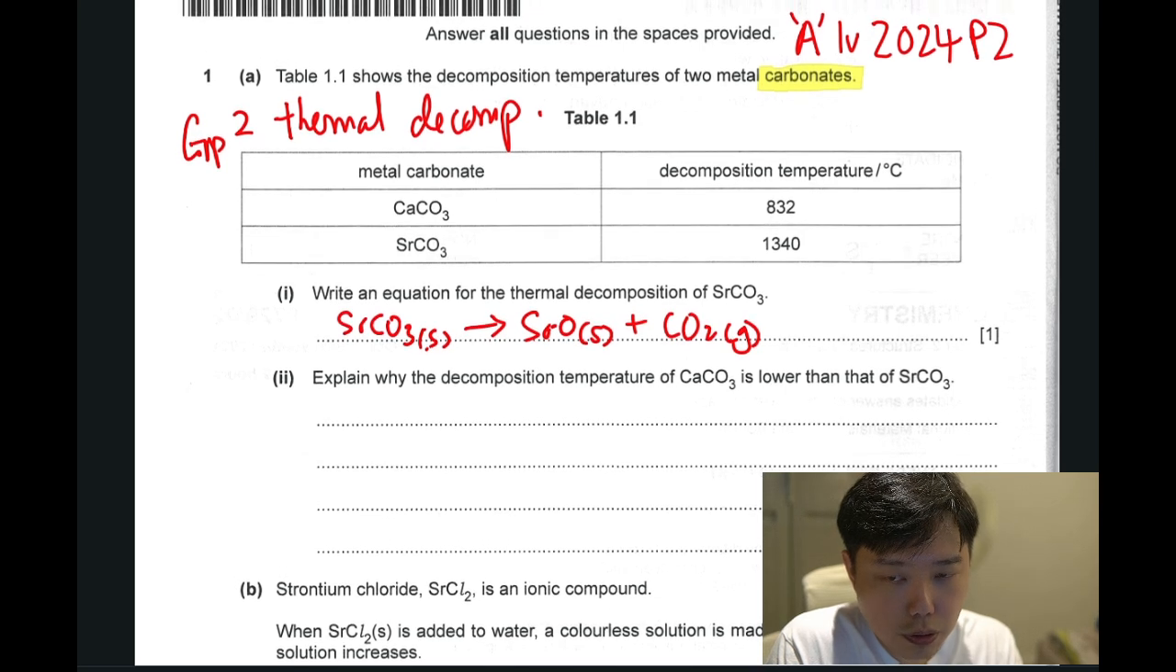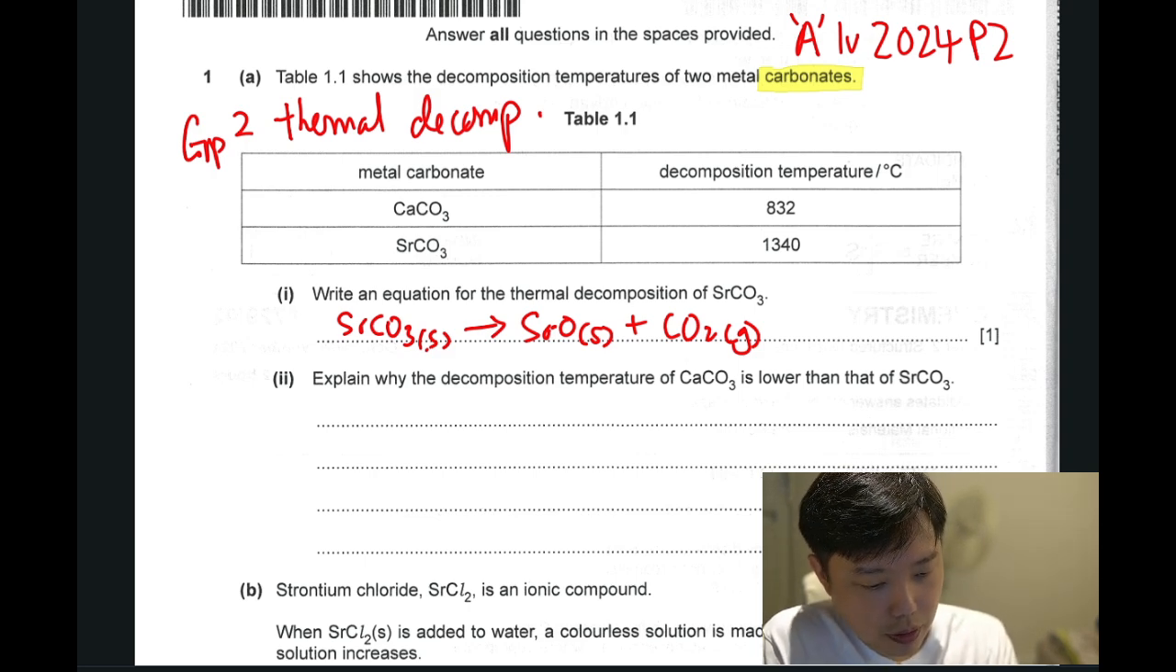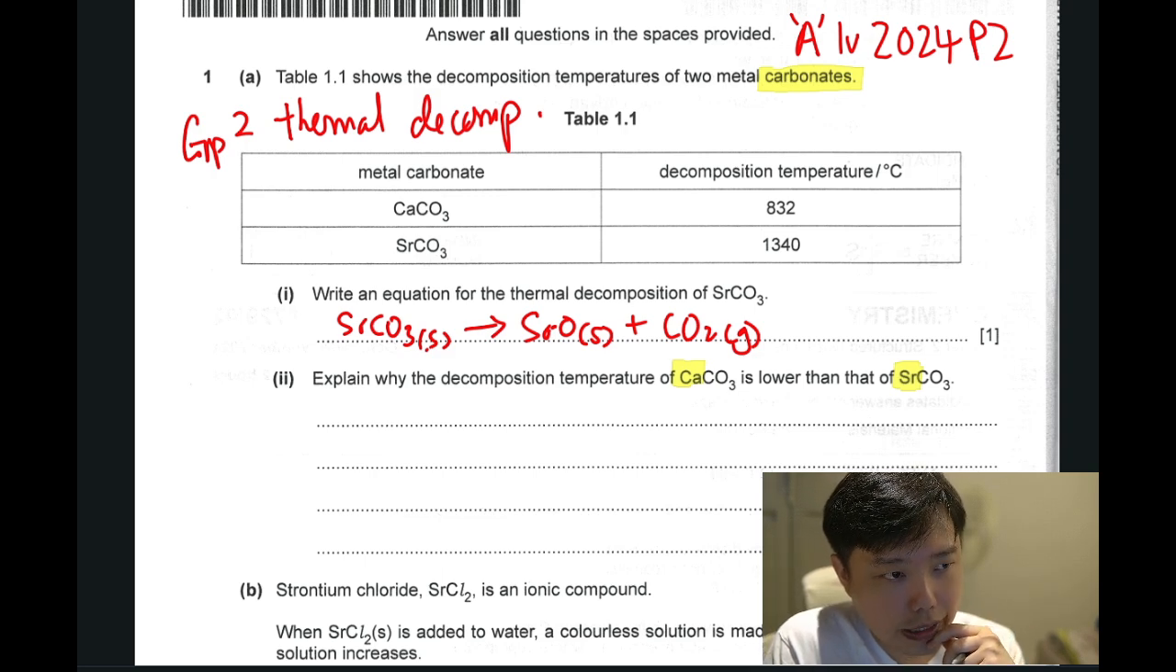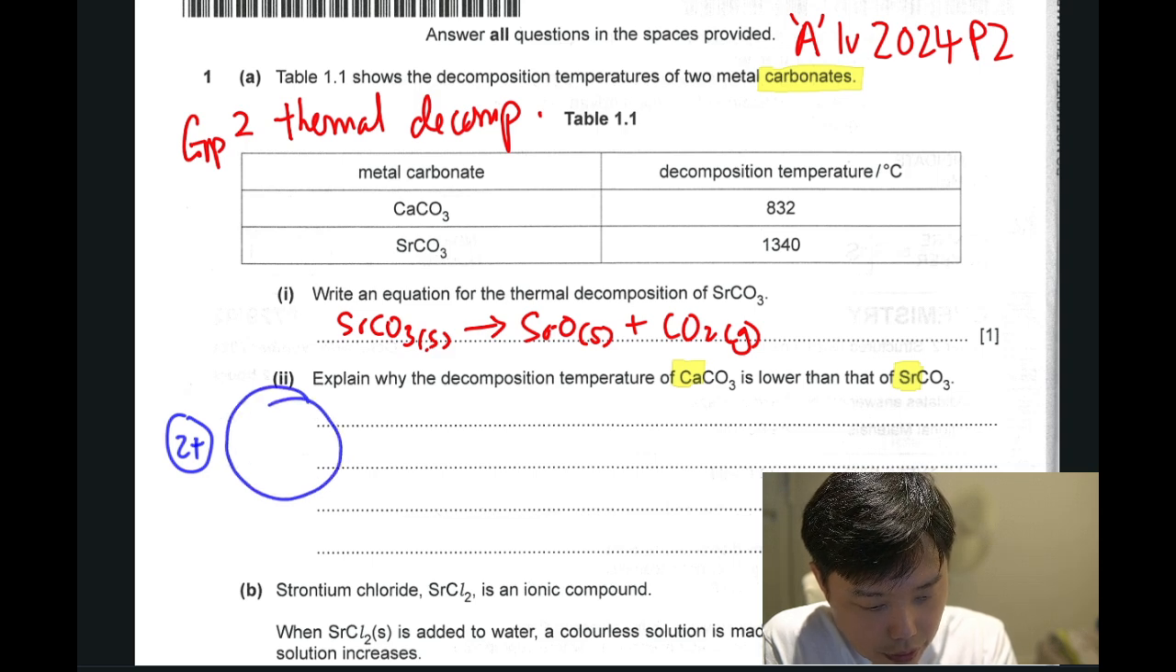Part 2, they want you to explain why the decomposition temperature of calcium carbonate is lower than that of strontium carbonate. So we are essentially comparing the two cations, and why the decomposition temperature is lower. The concept here is you have to realize what actually affects decomposition temperature. The carbonate itself has a group 2 cation with 2 plus charge, and then you have the anion, the 2 minus for the carbonate.